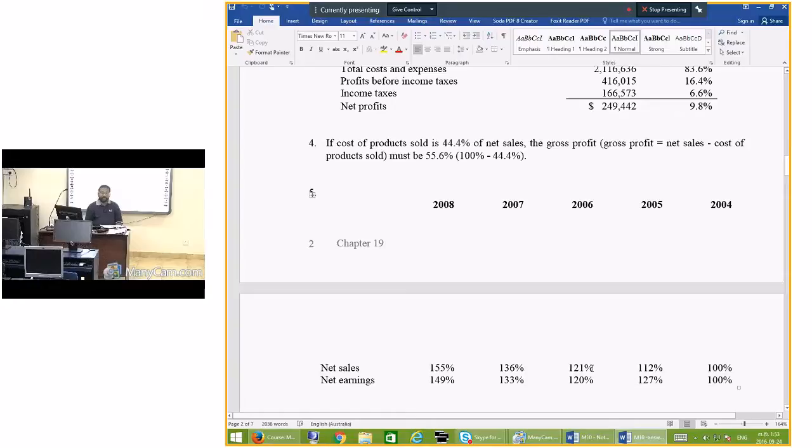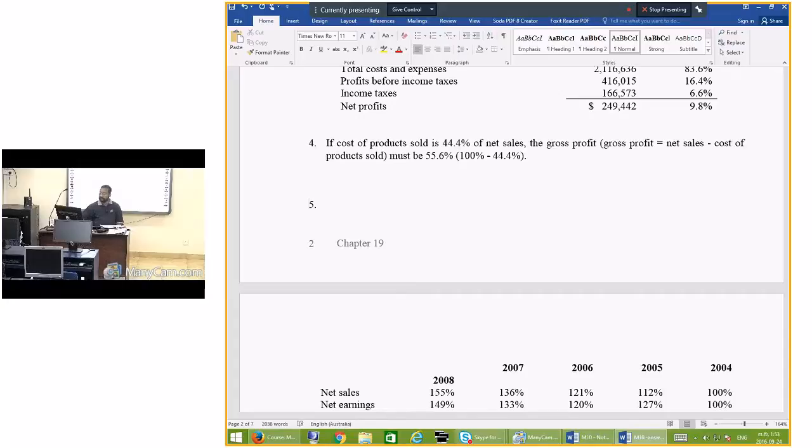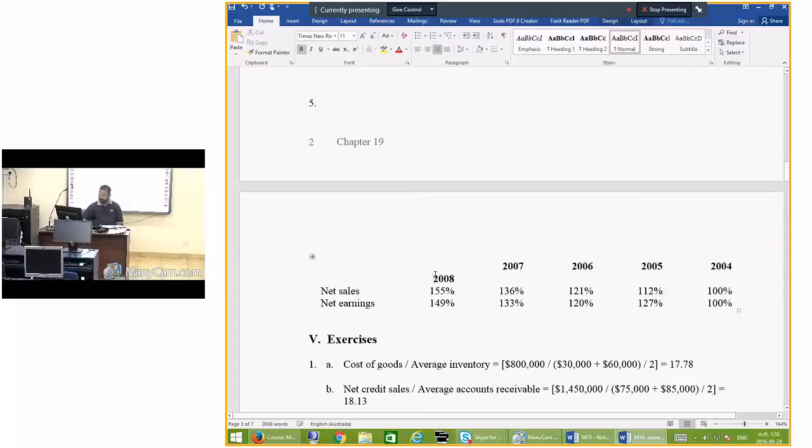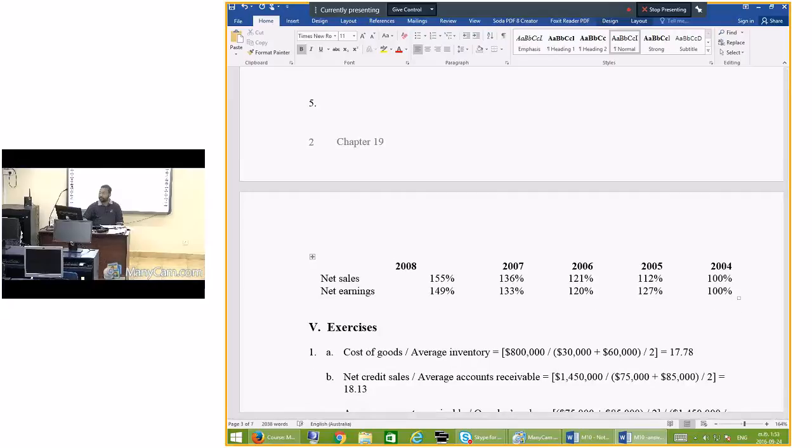And this should be the answer. With 2004 as 100, the net sales then change to 112, 121, 136, 155. Net earnings also increase: 127, 120, 133, 149. And the trend is an increasing trend in net sales as well as net earnings.